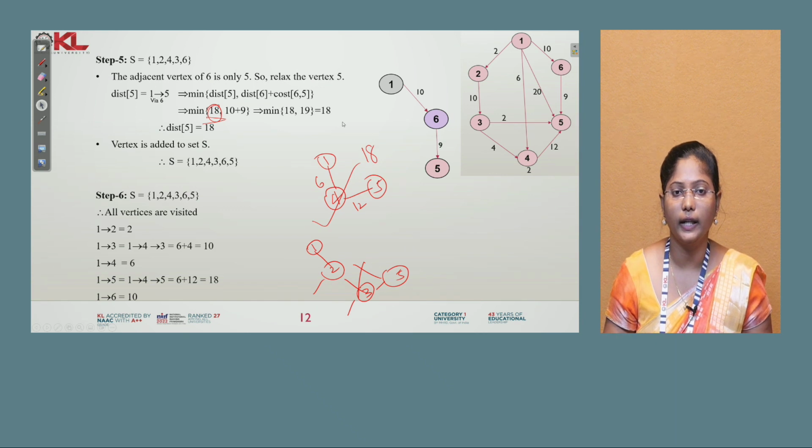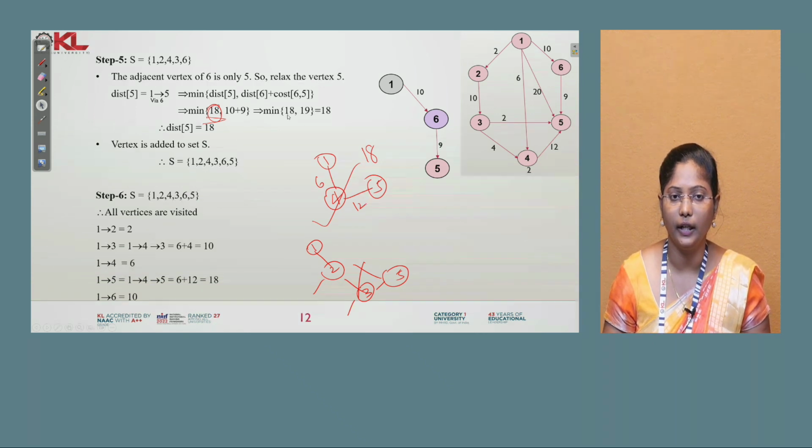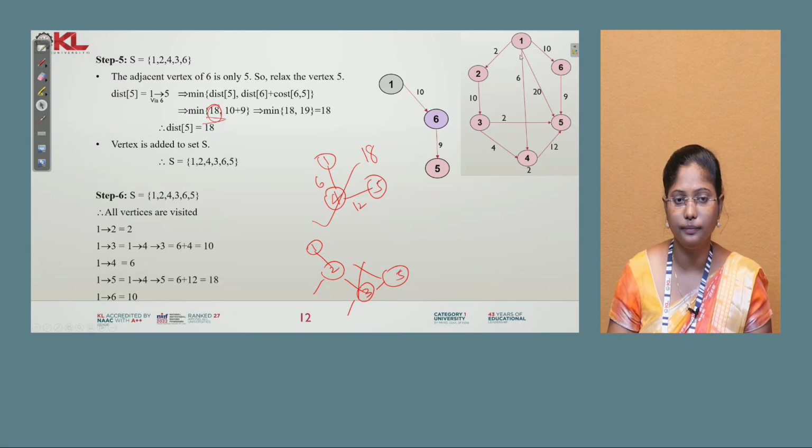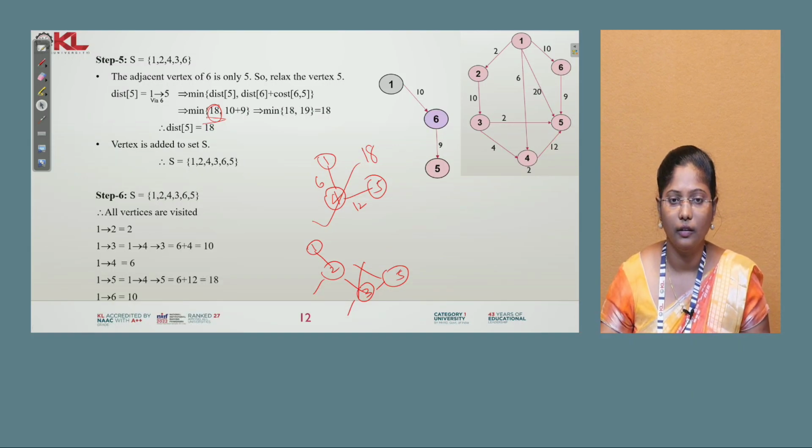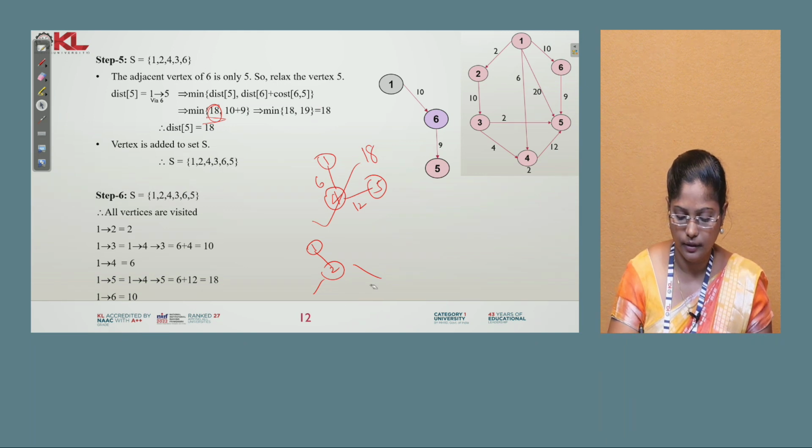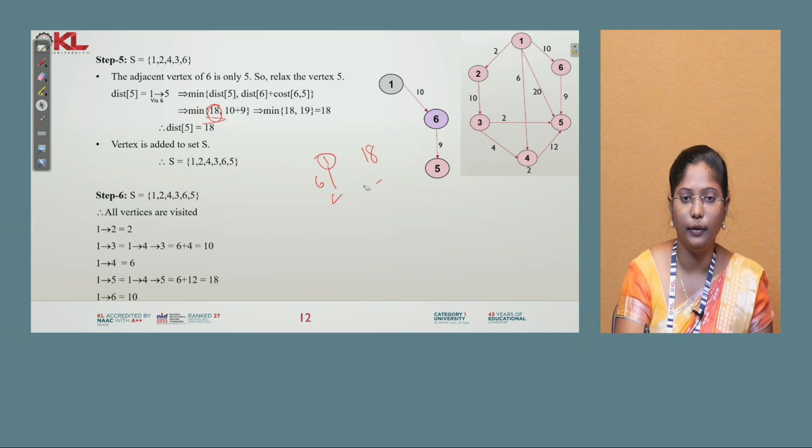Okay. Then we are calculating the minimum value between 18 and 19, then 18 is the minimum value. So distance of 5 is 18 and we will add it into the set of the shortest path. Okay. Then we can observe all the vertices are visited, right. So that's why I am giving the path between all the vertices.